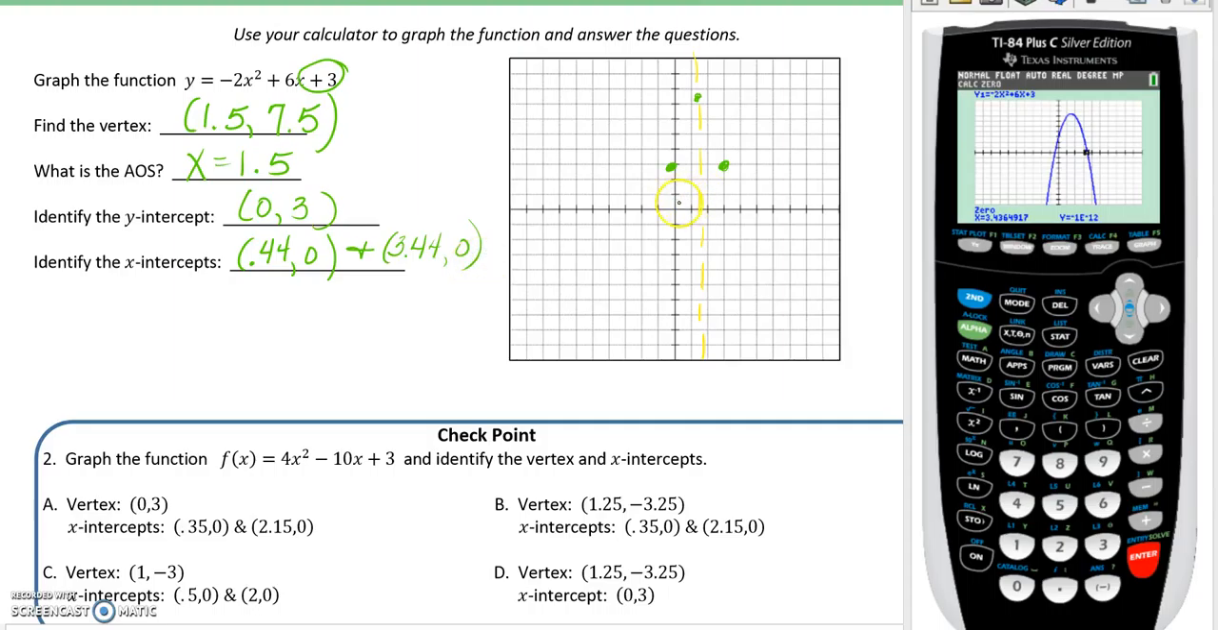So plotting these, just do the best you can. Whoop, and I messed this guy up. I apologize. This guy is negative. So that is a negative 0.44, and it's going to be about right here. And this one is about 3.44. It is right here. And so here is your graph.